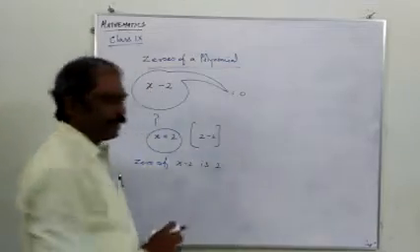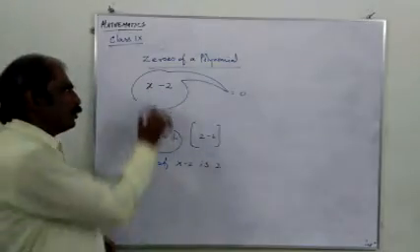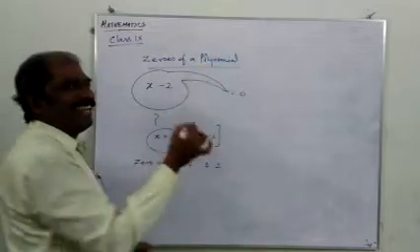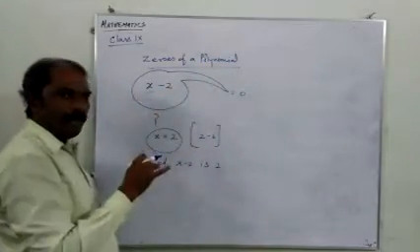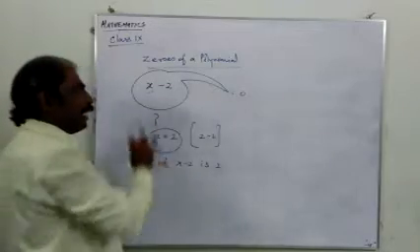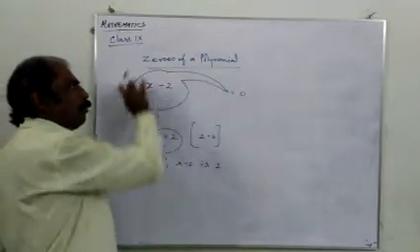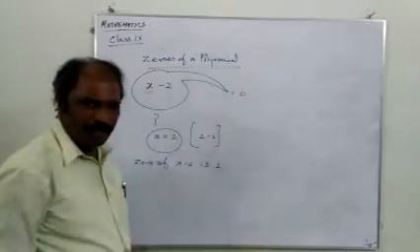Okay, clear? Now what can we say? The zero of a polynomial is the value of the variable of the polynomial which makes the whole polynomial 0. Right, clear?